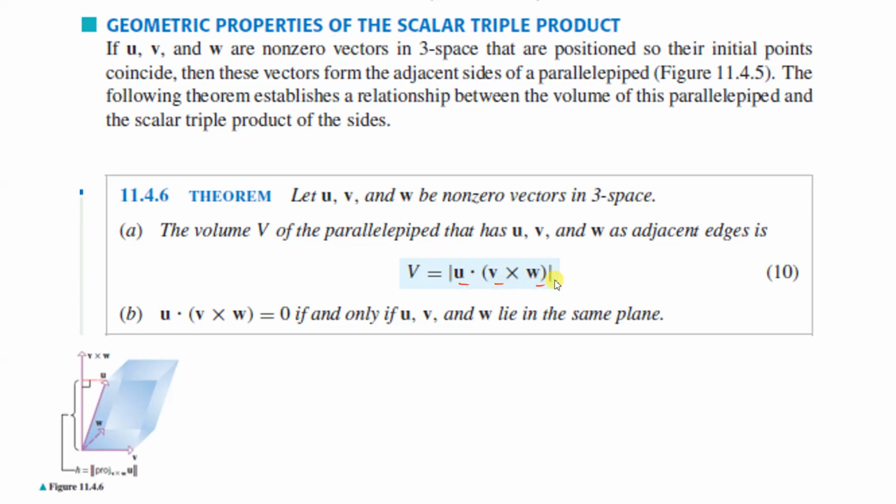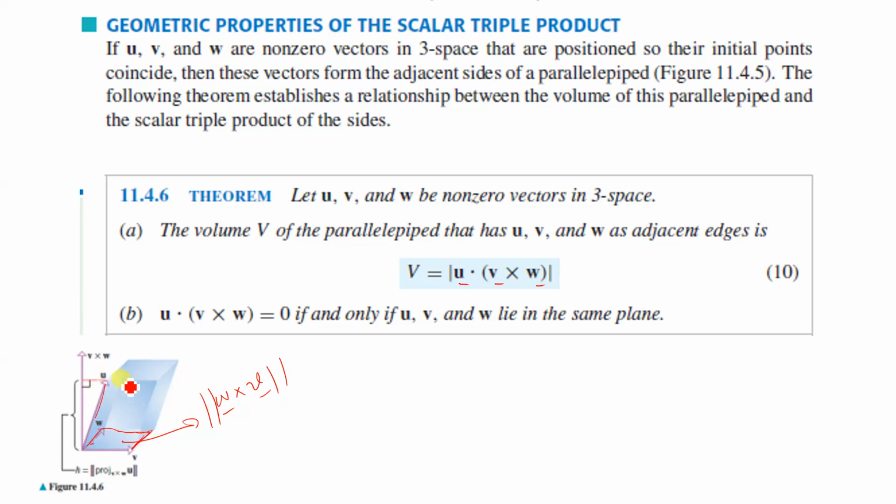So let's have three vectors with common initial points. So this is vector u, this is v, this is w, right? So construct the parallelepiped using these vectors. The base of this parallelepiped is a parallelogram, this one, and its area is v cross w magnitude, right? Now, volume of this parallelepiped is base area times height.